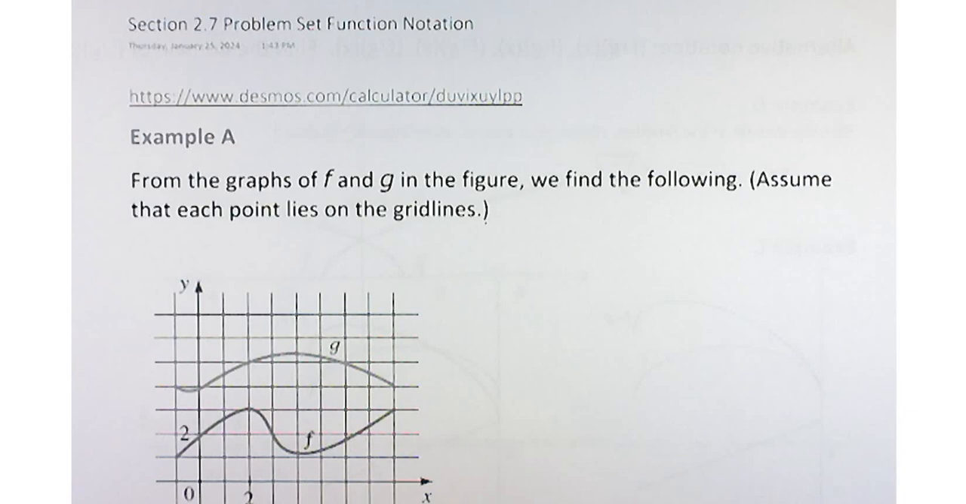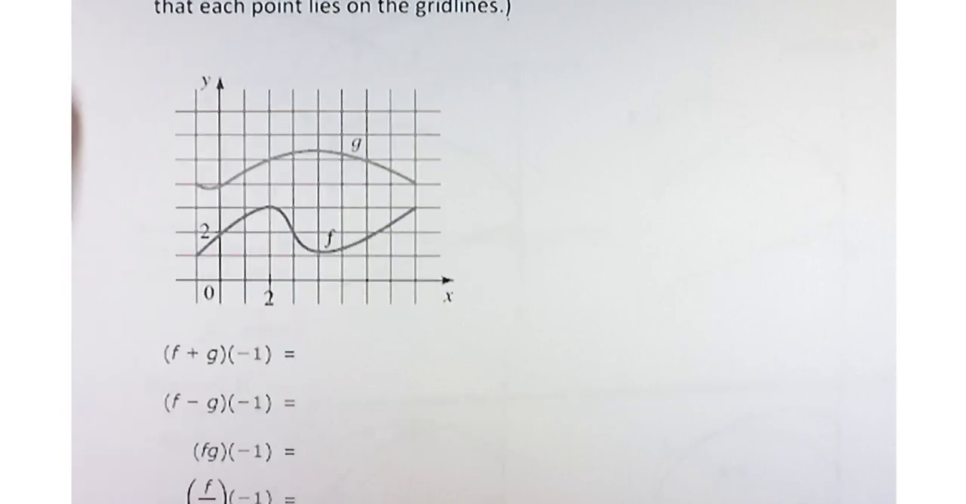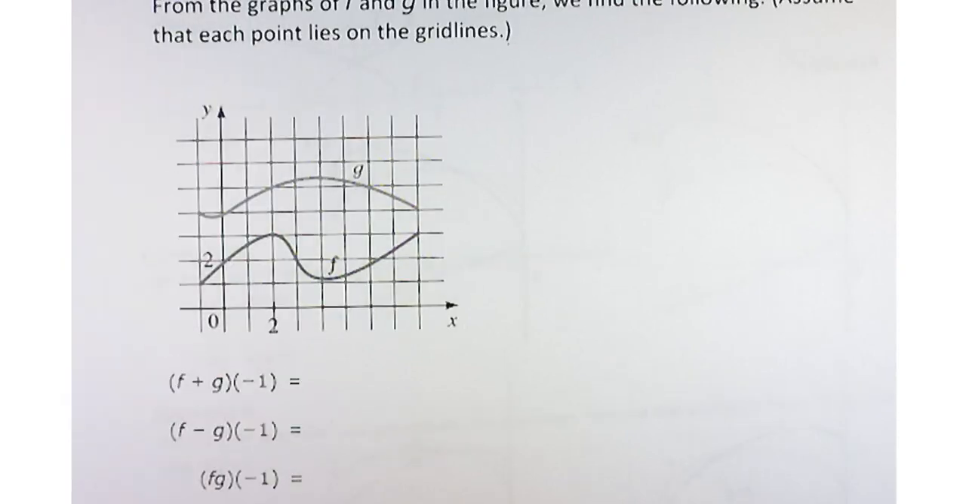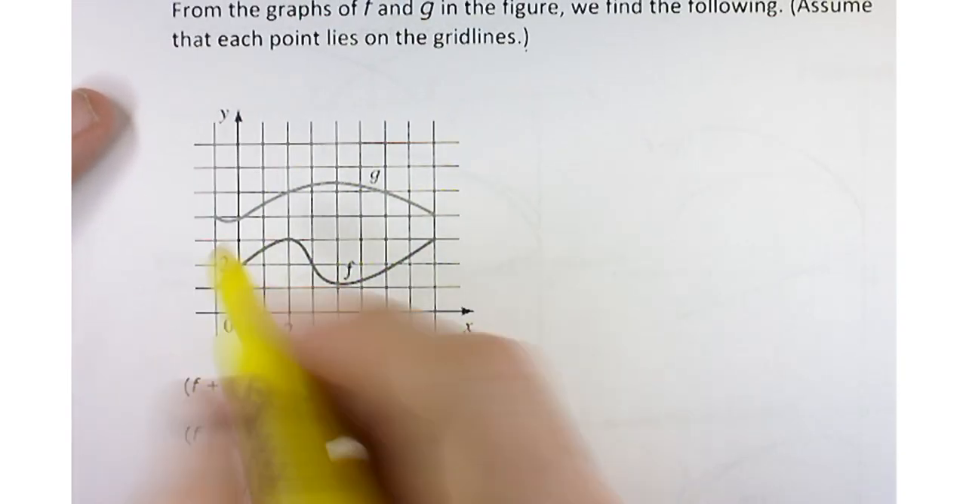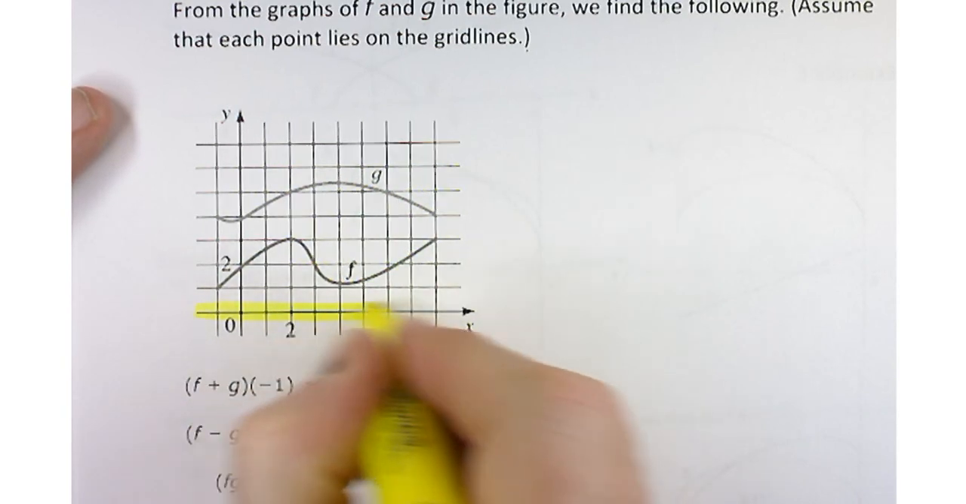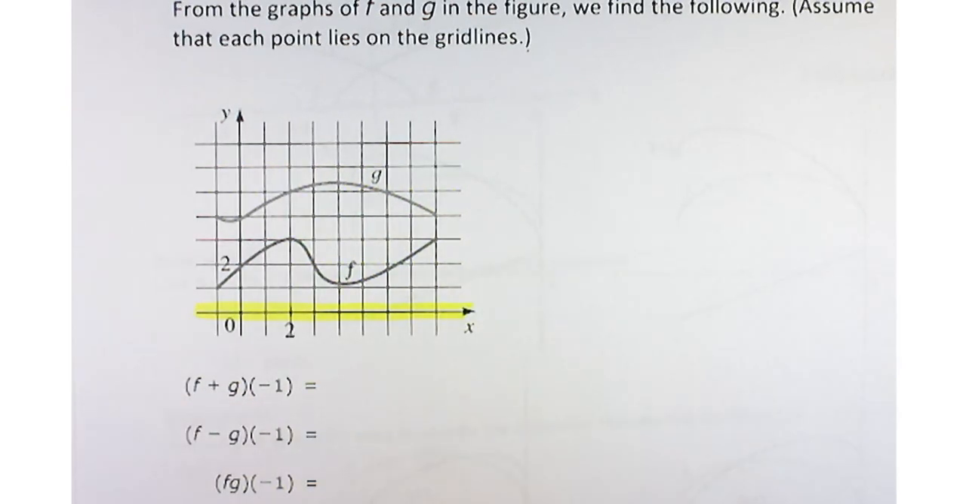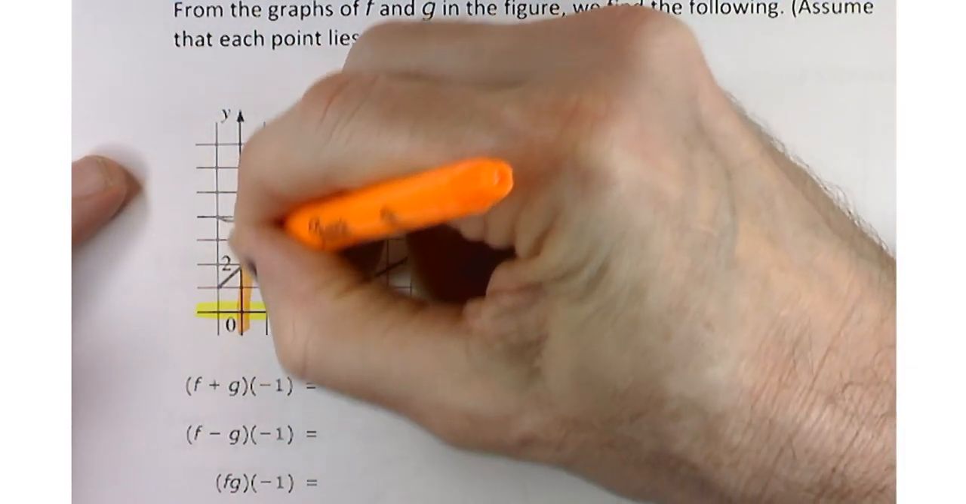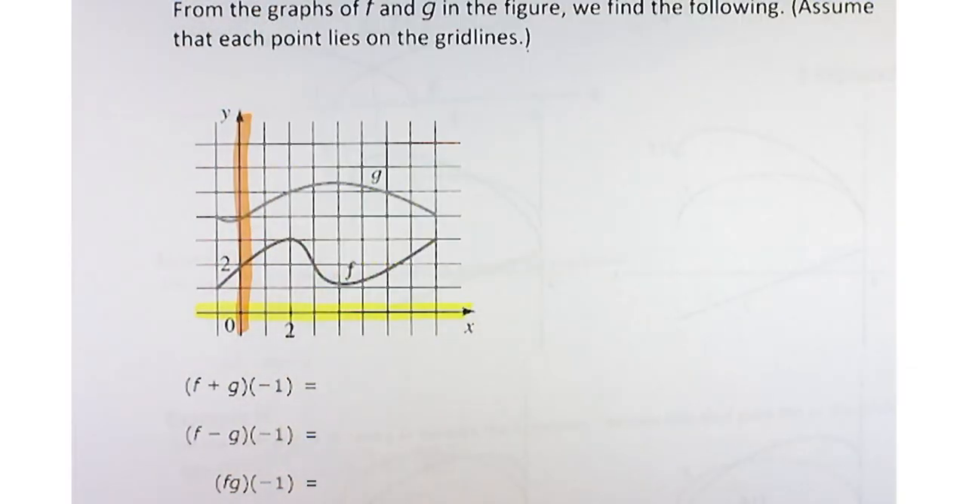Point 7 is going to talk about function notation and some more work with domains. Let's start with some function notation stuff right here. So we've got two functions. This is our x-axis down here. This is our y-axis up here. And then we've got our two functions, f of x and g of x. So let me highlight those as well.